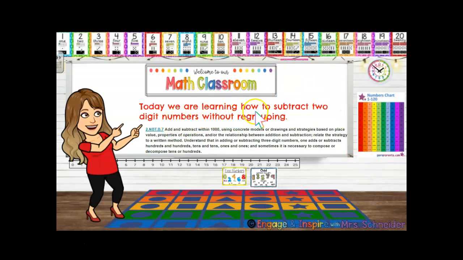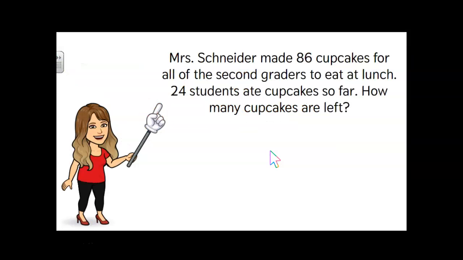All right, today we are learning how to subtract two-digit numbers without regrouping. Our standard is still the same because it says add and subtract within 1,000. And we will still use models, drawings, and strategies based on place value. And then we will eventually move into three-digit numbers. We will focus on looking at your hundreds place, tens place, and ones place. And then we will finally learn how to regroup in a couple of weeks.